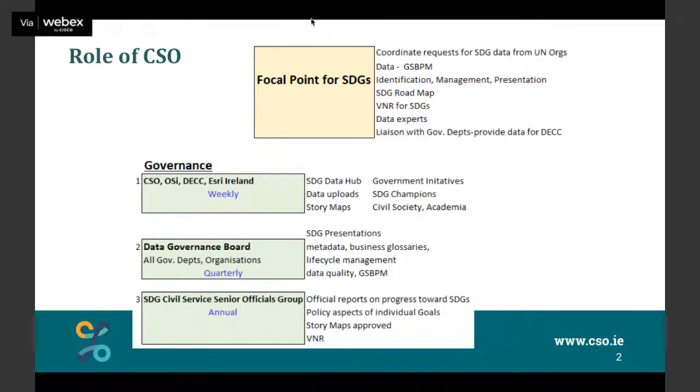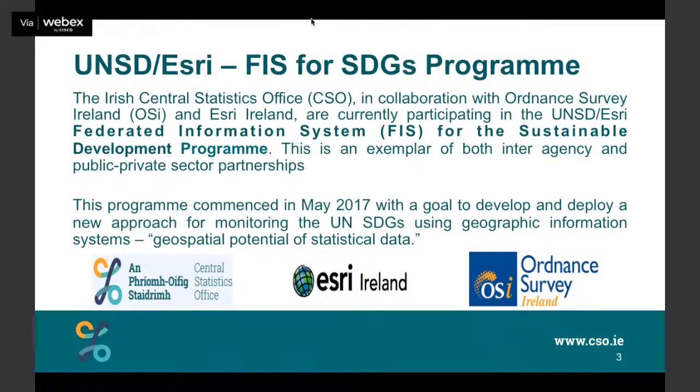We're actually data experts, and we reach out to find data experts in the areas that we're not the experts in. And that's where we liaise with the government departments. Our DECC here, which is our Department of Environment, Climate and Communications, so to say, they have the national responsibility for policy of the 2030 agenda. In terms of governance, we have weekly, quarterly, and annual meetings. In terms of the weekly meetings, we have a national hub, which I'll speak to in the next slide, where we're working with our colleagues from Ordnance Survey Ireland, also our colleagues from ESRI Ireland, who are the technical support team. And then what we have done is that we have embraced the Federated Information System, the FIS for Sustainable Development Programme. We see this as an example of both interagency and public sector private partnerships.